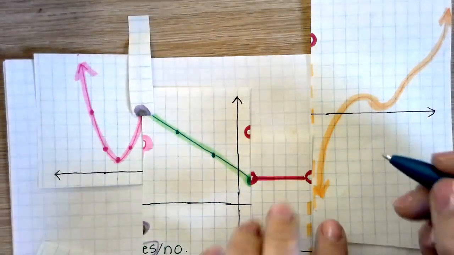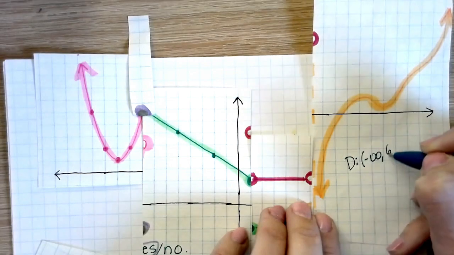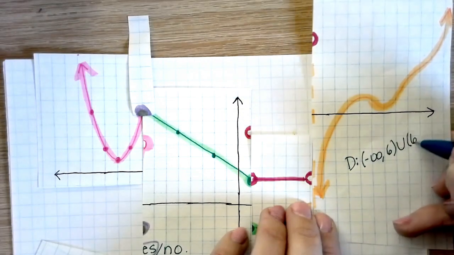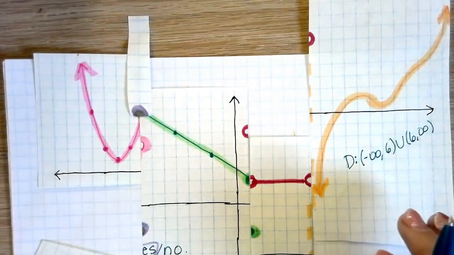So what would I write for my domain? Domain from negative infinity until 6 with a union, and then 6 until infinity, right? And that's really the end of it, okay? So that's all it really comes down to.